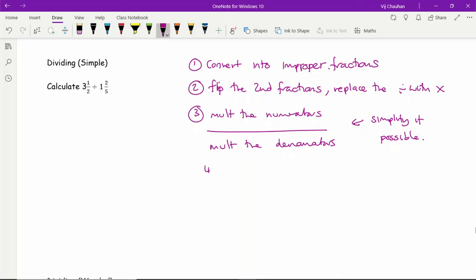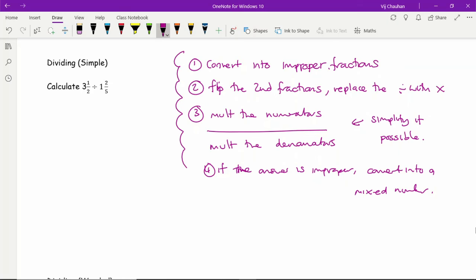And then the fourth step is if the answer is an improper fraction, then just convert it into a mixed number. And that's our steps for dividing with mixed numbers.